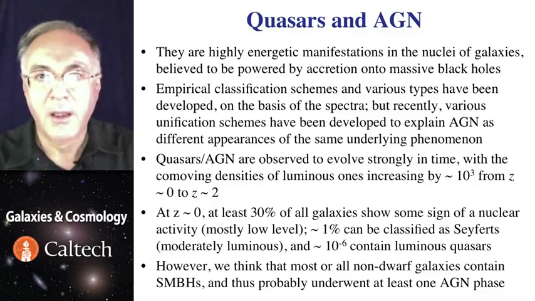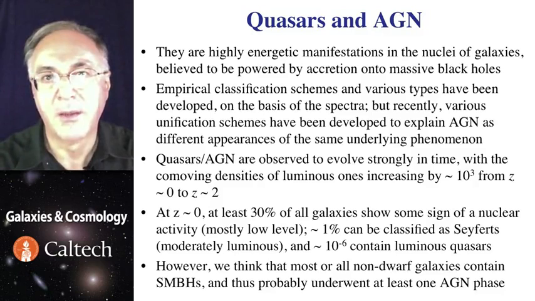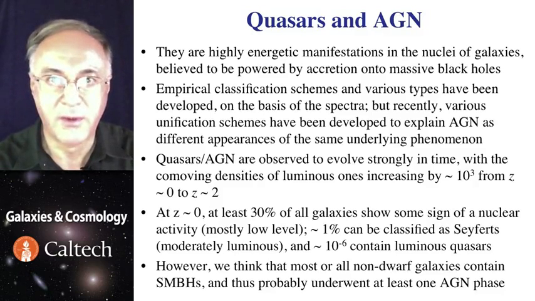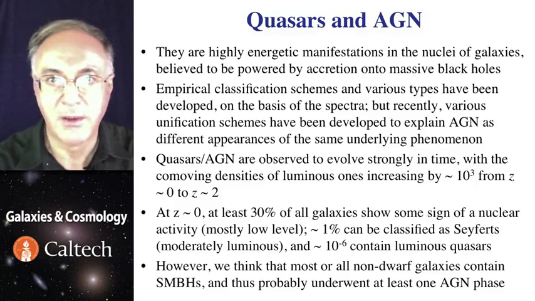And as we already hinted at when we talked about elliptical galaxies, we now think that most large galaxies, that is non-dwarf galaxies, do harbor a supermassive black hole in their centers, and their formation is closely tied to the formation of galaxies themselves.